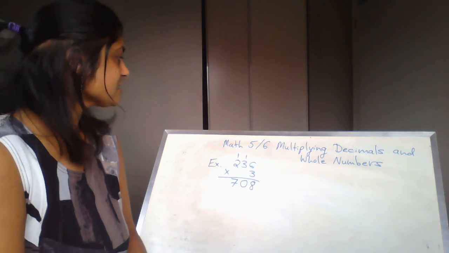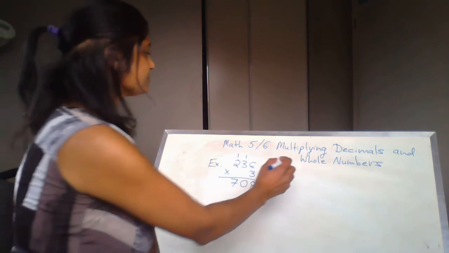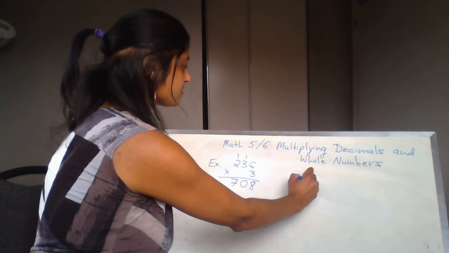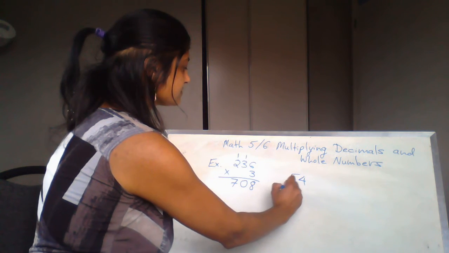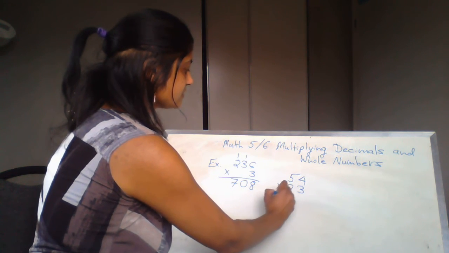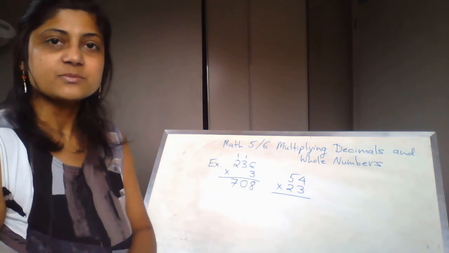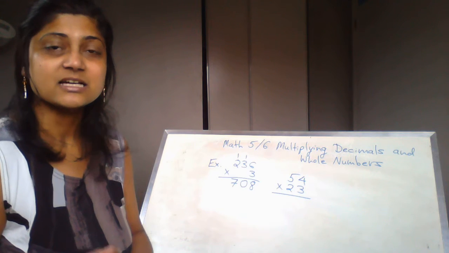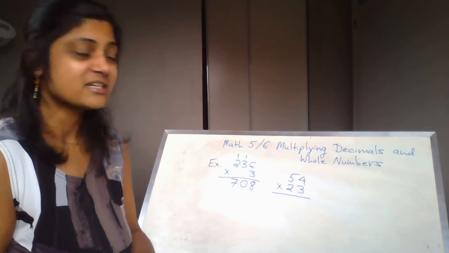All right, so on this side, let's try another example. This time we're going to do, let's do small numbers here. So 54 times 23, okay? So we are multiplying 2-digit by 2-digit here, okay? Make sure you are looking at which numbers you're multiplying as well, okay?